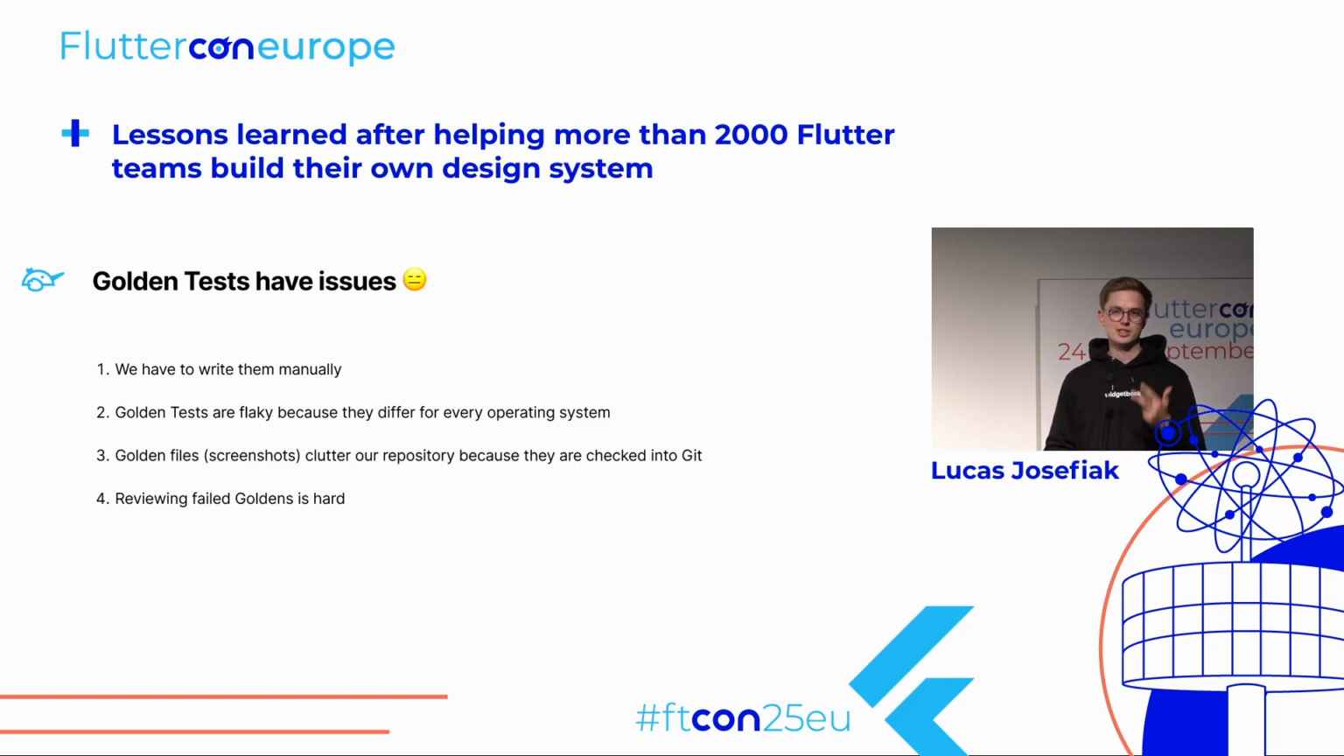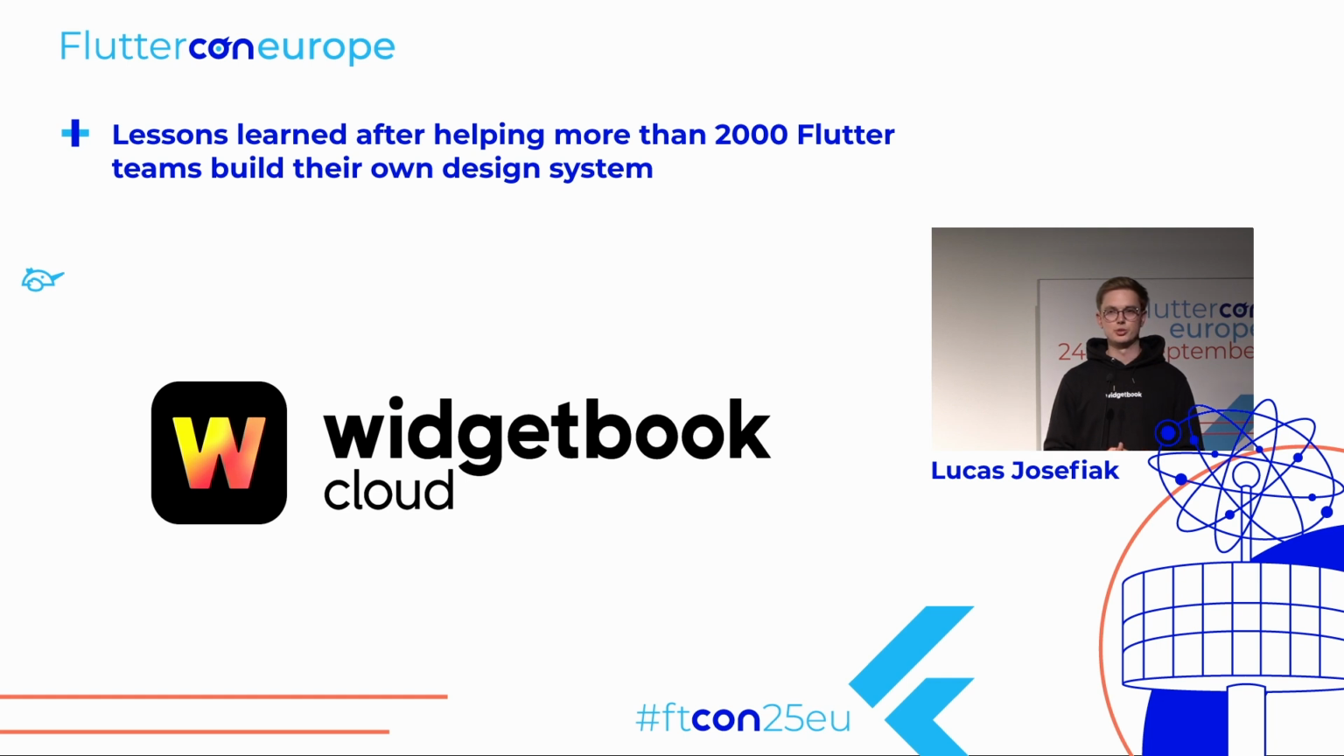Issue number three is that golden tests are usually pushed to your repository, and then they clutter your repository. So something you really don't want to have. And issue number four is that reviewing failed goldens is actually quite cumbersome. It's not an easy, not a nice developer experience. And that's why we decided to build Widgetbook Cloud. And I'd like to give you a live demo now of Widgetbook Cloud.